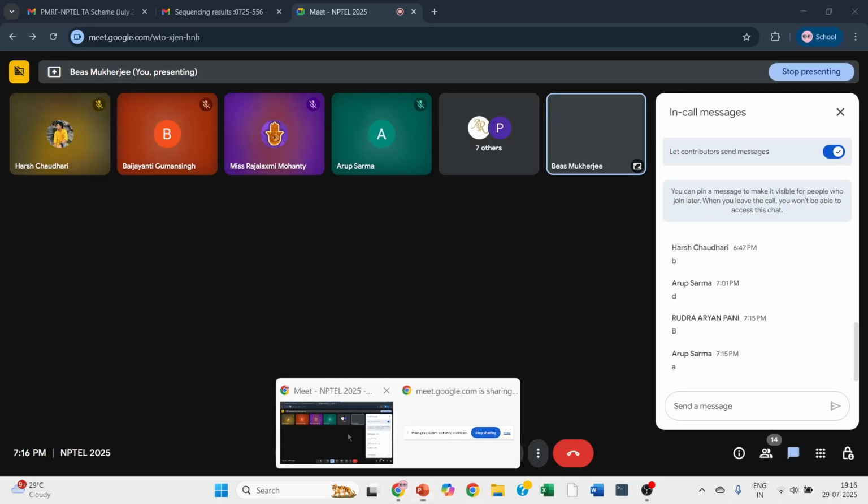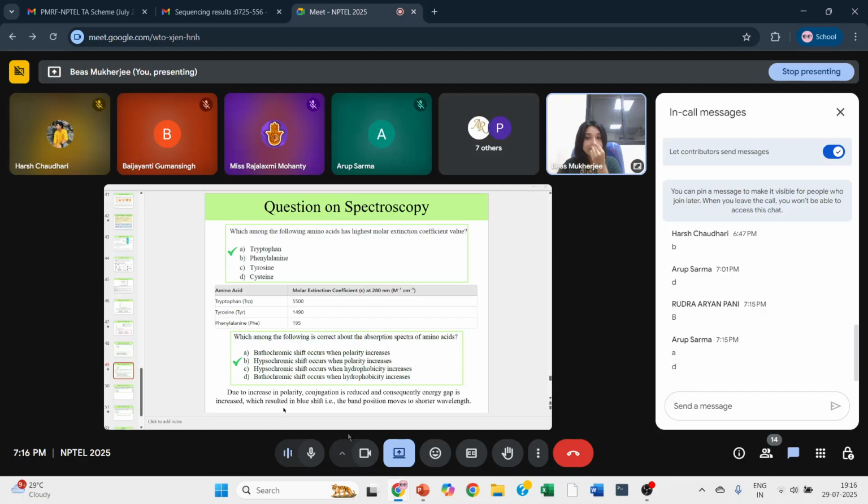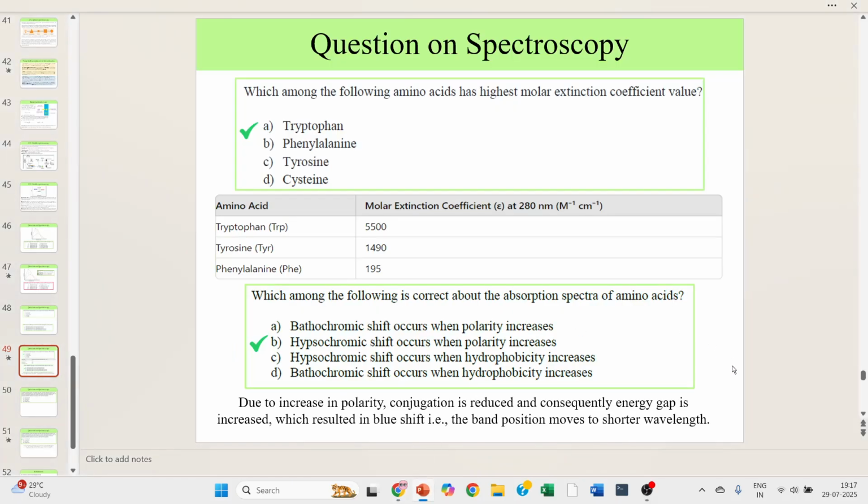Right, so see, for tryptophan, the value is actually 5500. Okay, but for tyrosine and phenylalanine, it is very less. And the answer is, which is correct, so hypsochromic occurs when polarity increases because of the indole ring. Yes, correct. Now, due to increase in polarity, conjugation is reduced. Consequently, the energy gap is increased, which results in blue shift. So this hypsochromic is called blue shift, and this side bathochromic is actually red shift, and the band position moves to shorter wavelengths. You can read about this in detail, and you can find out what is happening and why it's happening.